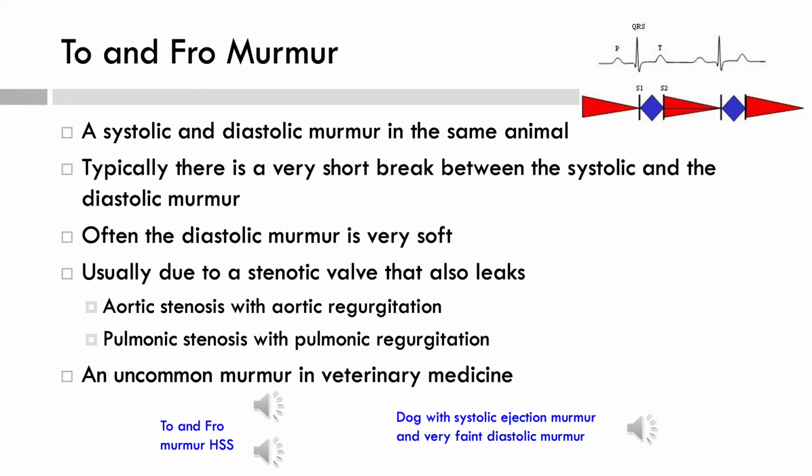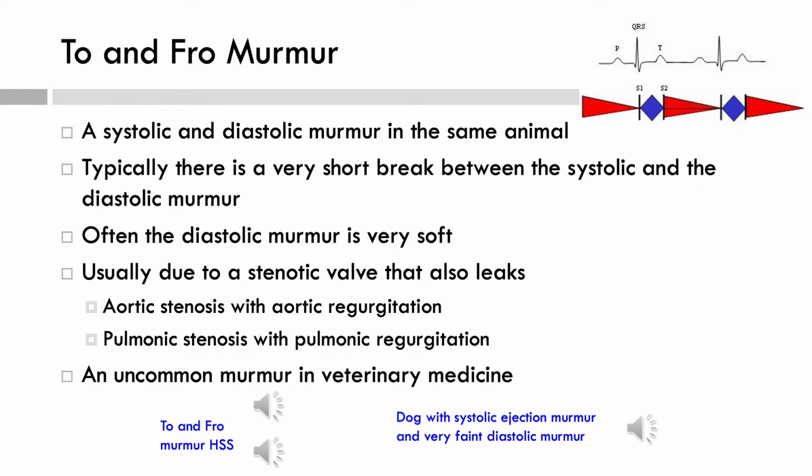Typically, there is a remarkably short break between the systolic and the diastolic murmur, and the systolic murmur is classically much louder than the diastolic murmur, which is typically very soft. The diastolic murmur is often not much louder than the background hum of the room that might be created by the lights or by a computer.